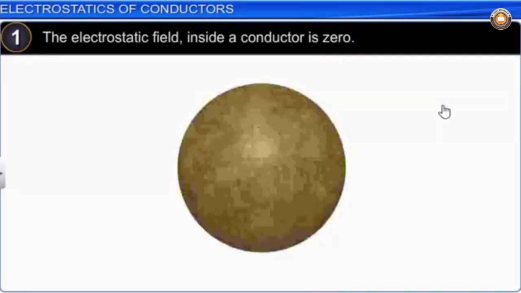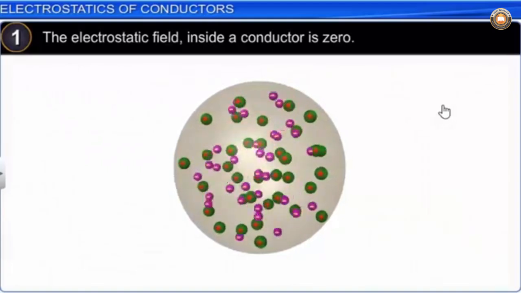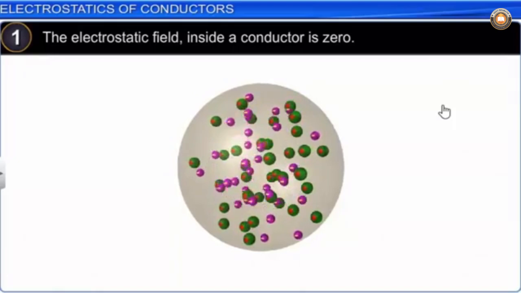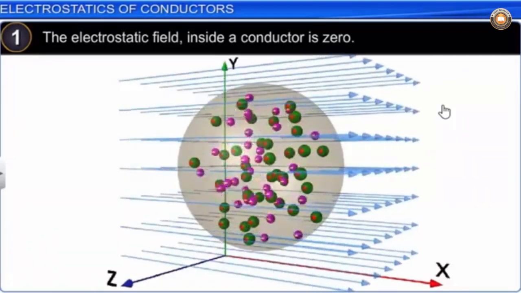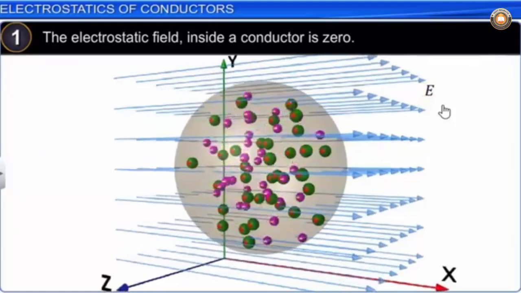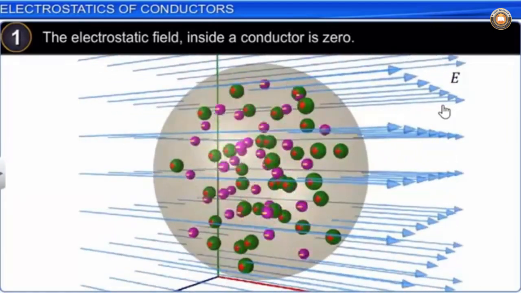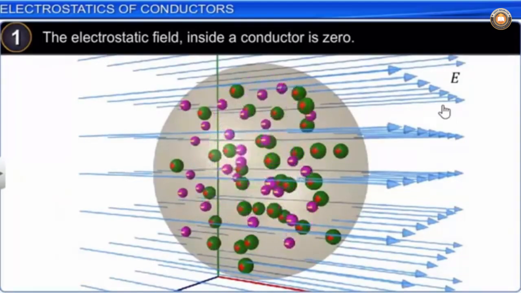One, electric field inside a conductor is zero. Consider a conductor whose free electrons are distributed uniformly throughout. Let us now place this conductor in a uniform external electric field of strength E directed towards the positive x-axis. When the external electric field is applied, the free electrons in the conductor accelerate towards the left.